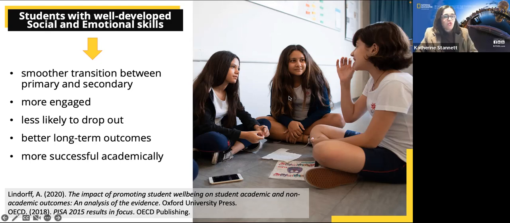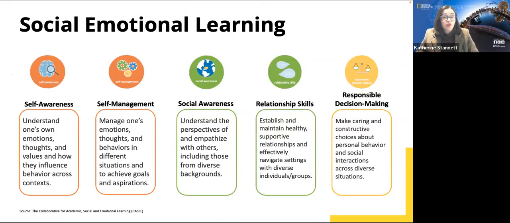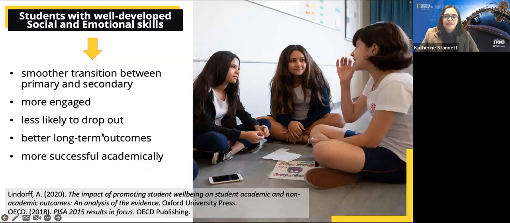And what that showed was that students with well-developed social and emotional skills make a smoother transition between primary and secondary. Sorry, Emily, can we just go back? Just that's it, thank you. They're more engaged in the classroom, they're less likely to drop out, they have better long-term outcomes, and they're more successful academically. So tons of reasons to focus on social and emotional learning in your classroom.